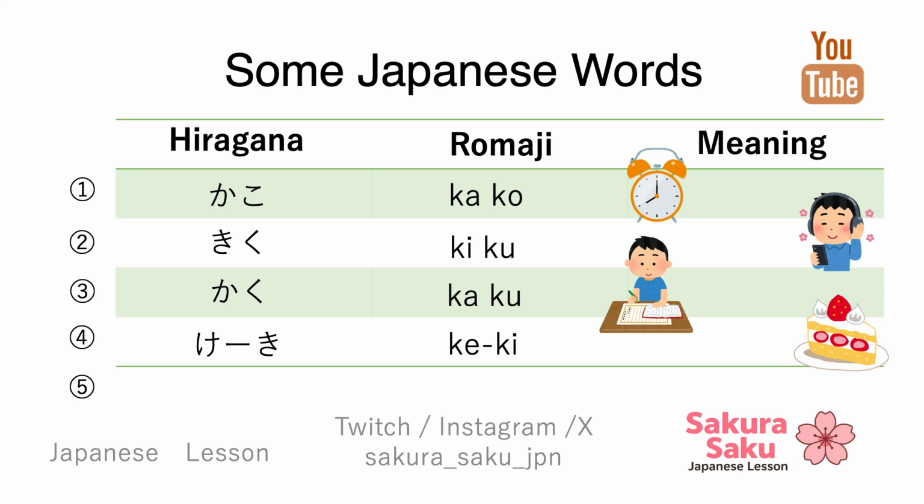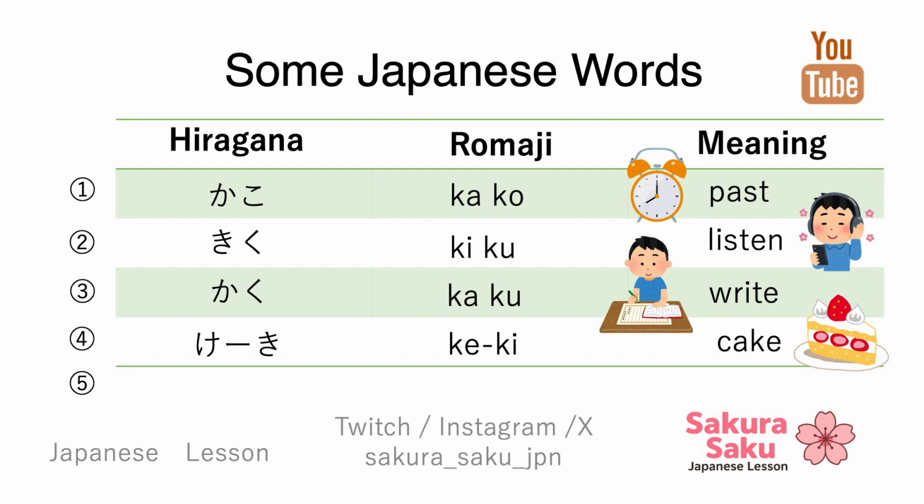Number 1, kako. Kako. Number 2, kiku. Kiku. Number 3, kaku. Kaku. Number 4, keiki. Keiki. Now here are the meanings. Kako means past. Kiku means listen. Kaku means write. Keiki means cake.